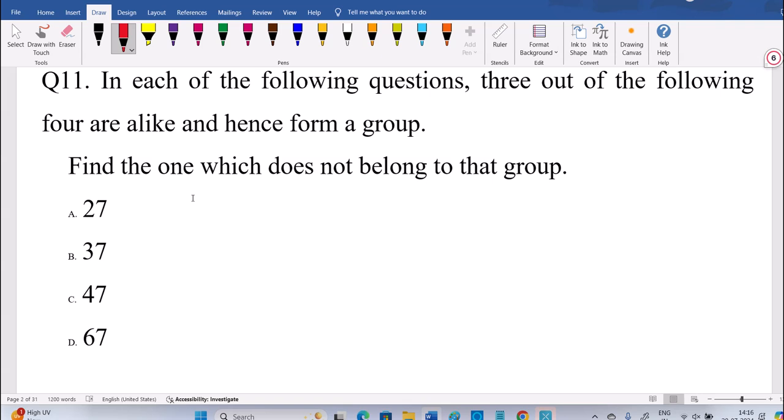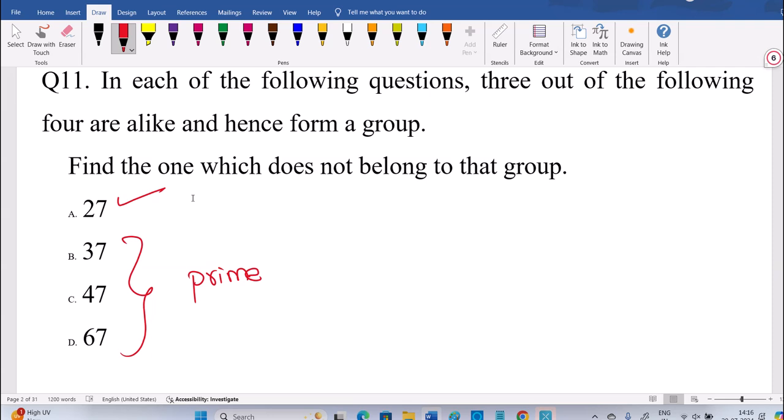Odd one out means the individual options have some property. You have to see what property they have. Two or three options have the same property, and one is not having that property. Here, these all are prime numbers. 27 is not a prime number. It's not about 27 being a perfect cube. I'm not going that way either. That's also not the correct thing.